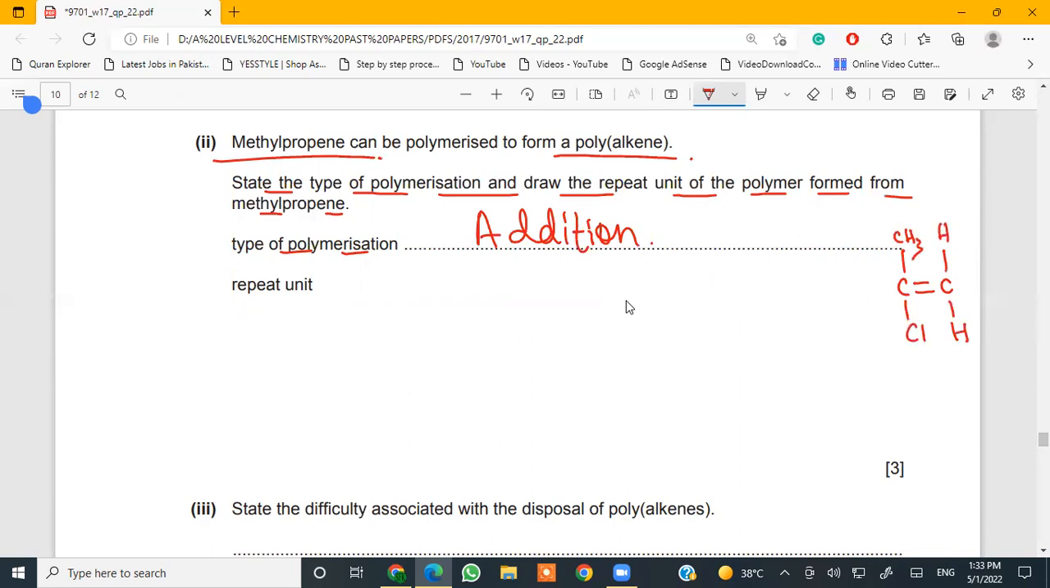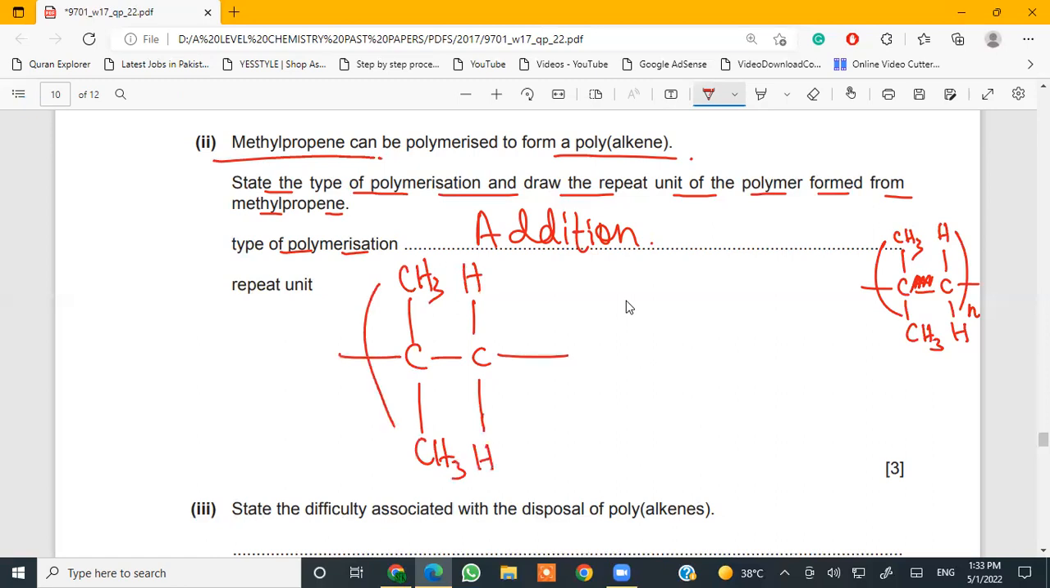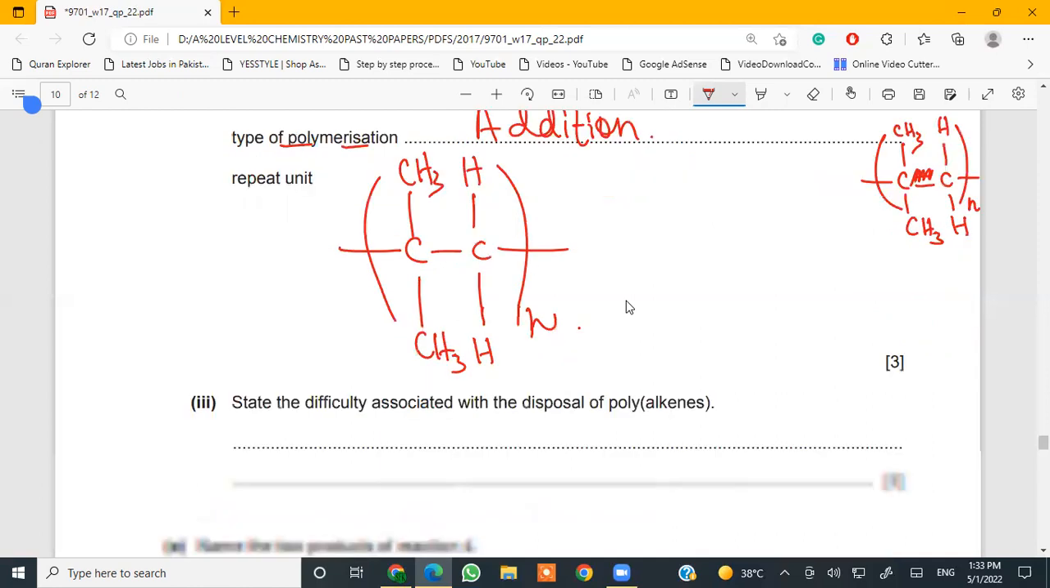If you have this formula, all you need to do is open up the ends, remove this bracket, add another bracket and add an n. That's the repeat unit. So carbon, carbon with the methyl and methyl groups up and down here, with 2 hydrogens up here and down here, with both the ends open and a small n over here. So this is a single repeat unit of this polymer.